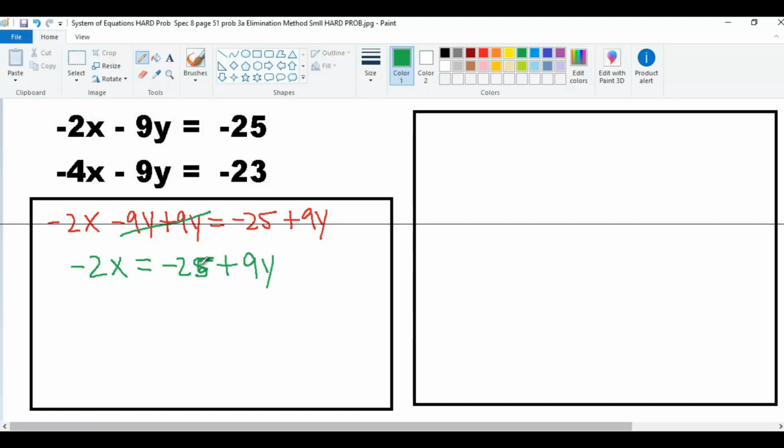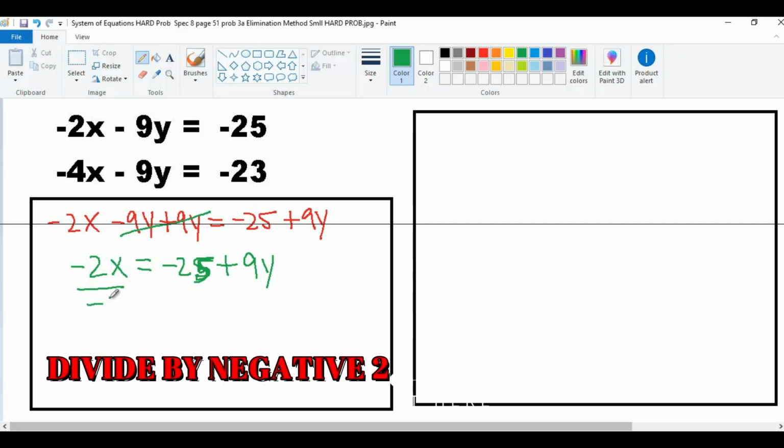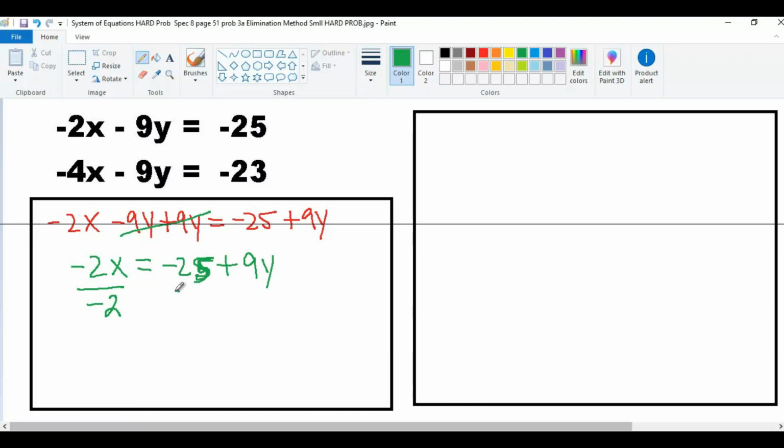Okay, and so in this particular problem here, in order to isolate this x, we want to divide by whatever number's next to the variable here, and that's a negative 2. So we're going to go ahead and divide. Whenever we're dividing negatives like this, we're going to divide on both sides here.